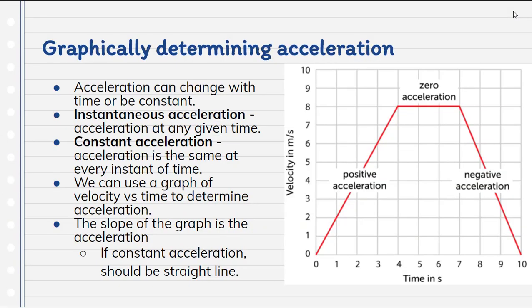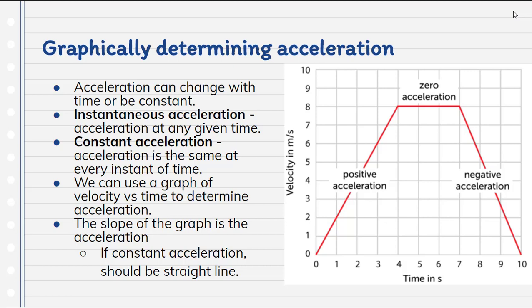Graphs can be very useful in determining acceleration, and acceleration can change with time, or it can be constant. So you can have instantaneous acceleration, which is an acceleration that occurs at any given time. You just get the value for that. Constant acceleration is when the acceleration is the same every instant of time, and we're primarily going to focus on constant acceleration because it's much easier to calculate.